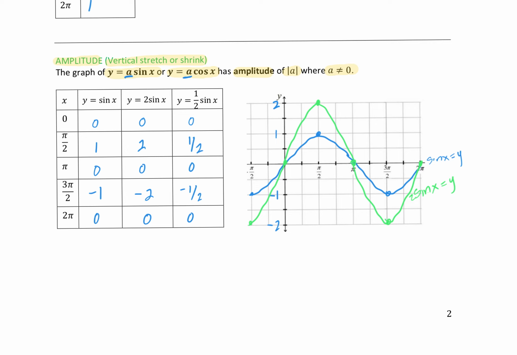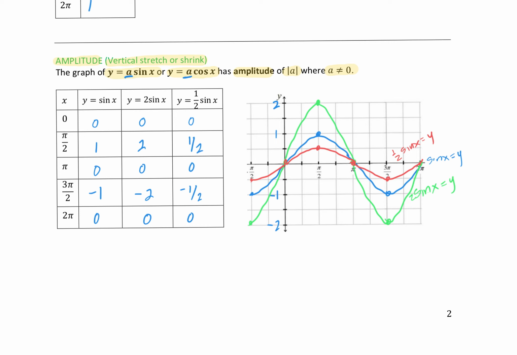Okay, red. 0, 1/2, 0, -1/2, 0. So it did exactly what I thought it would do. It's shrinking it down. So that's going to be 1/2. Oops, that doesn't look good. 1/2 sine x. That's my y value there.